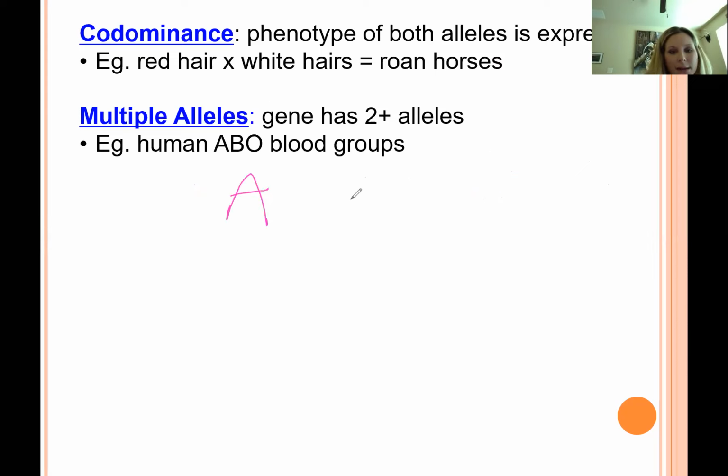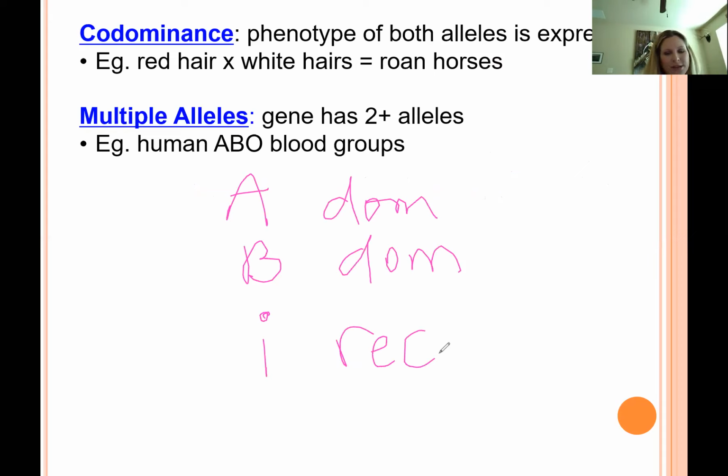A is dominant. B is also dominant. I is recessive. And you're like, where did I come from? I thought that was type O. I actually refers to O. I'm going to put that in parentheses. But we use an I when we do Punnett squares. I don't know why. We just do. Whoever came up with the way to do this problem does.